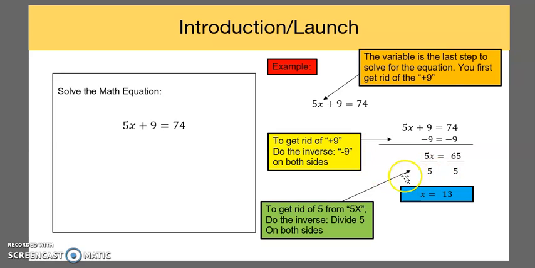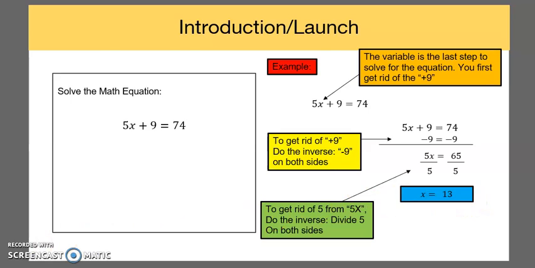Then we can see this example. And then the last step is to get rid of the 5 from the 5x. Since we see that 5 is being multiplied by x, we do the inverse. Just like here we did to get rid of a positive 9, we subtract 9. Here we see a 5 being multiplied by x, we're going to divide the 5 on both sides. And we get x is equal to 13.